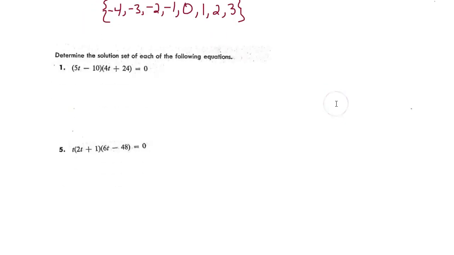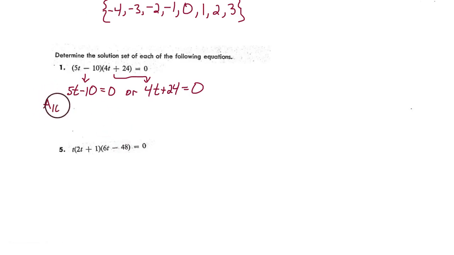Number 1, determine the solution set. That means solve it. We have an equation, and the equation has a 0 on the right side, and the left side is in factored form. That's really good because it makes it easy for us to solve. Take the first factor and say equals 0. Take the second factor and say equals 0. And then solve each of them.